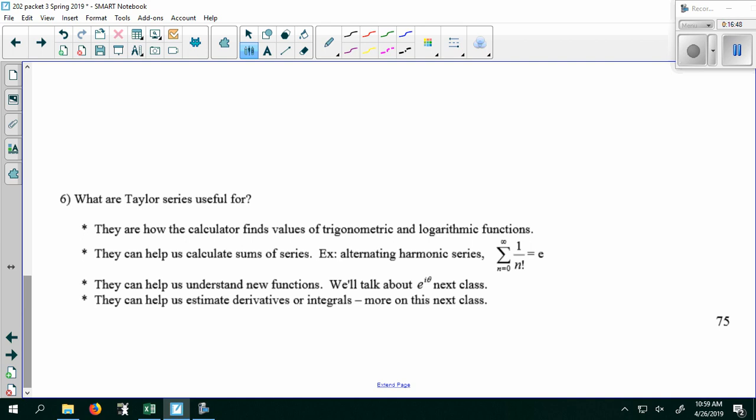So what are Taylor series useful for? They are how a calculator finds values of trig and log functions. So when you type ln of 2 into your calculator, it gets an approximation by using a Taylor series. They can help us calculate sums of series. For example, the alternating harmonic series, or the sum of 1 over n factorial, which adds up to e. Like, that's surprising too. They can help us understand new functions.